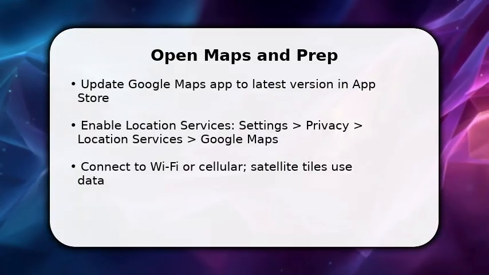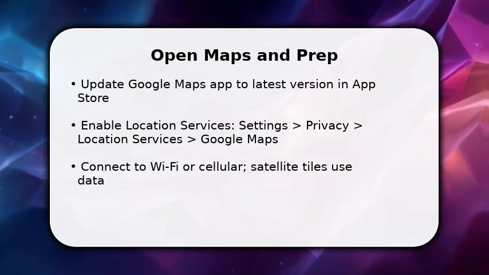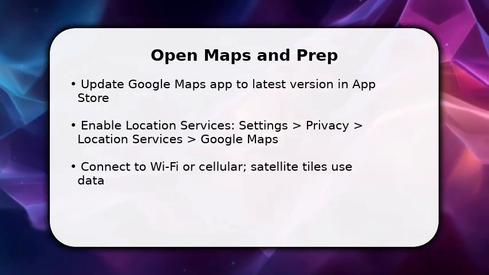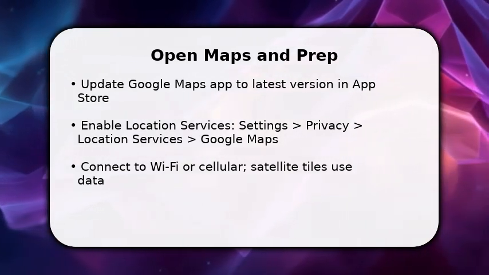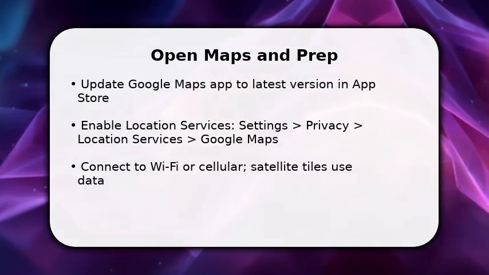You'll start inside the Google Maps app, so open it now and make sure you're signed in. Once done, give the app permission to access your location. This lets the map center precisely on you. Make sure you're on a stable Wi-Fi or have cellular data because satellite imagery streams tiles.